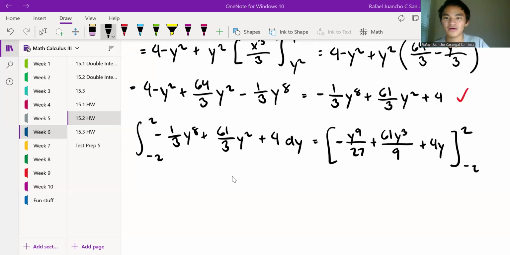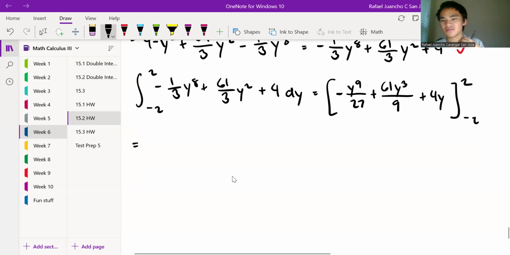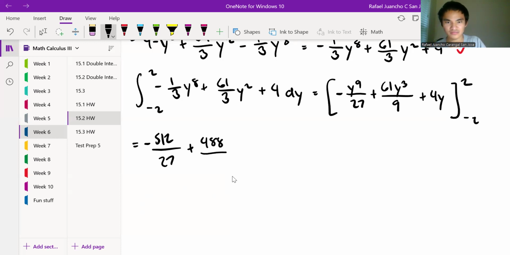Okay. Now I tried doing the solving thing. So this is -2 to the 9th. That's 512. Don't ask how I know. Seen it a lot of times right now. This is 61y cubed. Y cubed is 8. In this case, 2 cubed is 8. Just double checking. It's 488, right? Over 9. This one's 8.